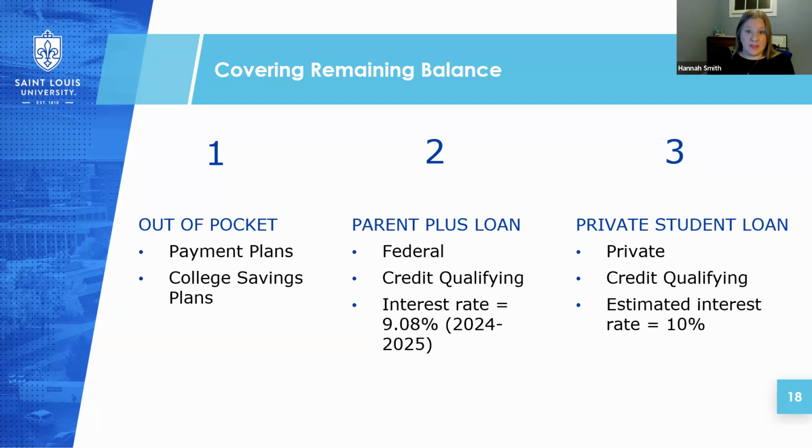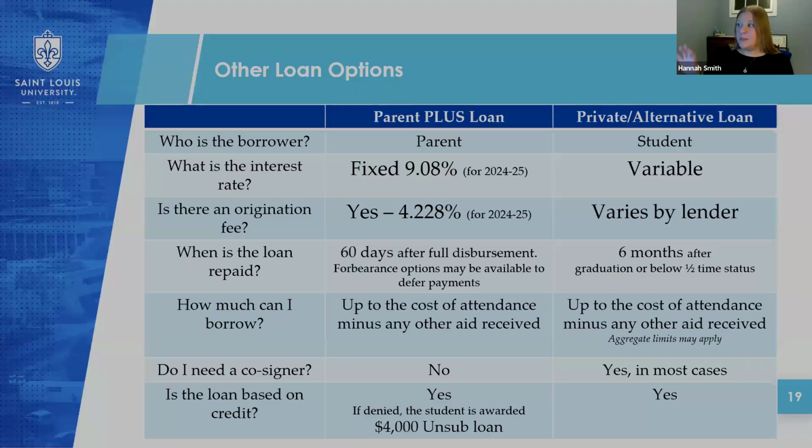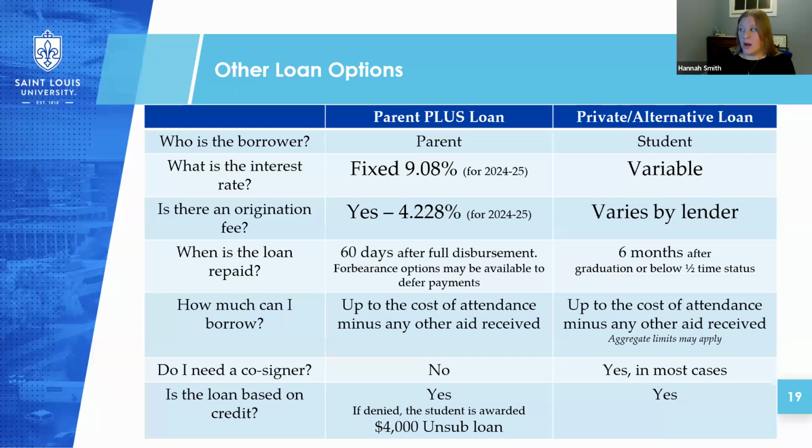If you're looking at that balance and saying this is not going to work out of pocket, even if it's on a payment plan, you're looking at some additional financing options in the form of either a Parent Plus loan or a private student loan. So this next slide compares and contrasts the Parent Plus loan option versus a private or alternative loan.